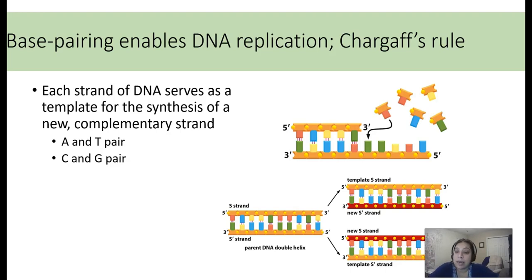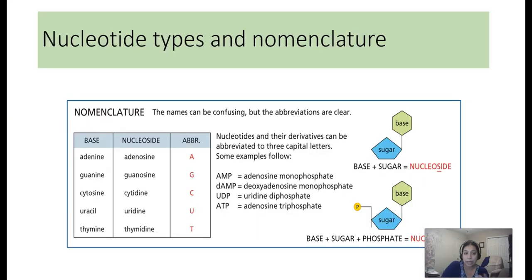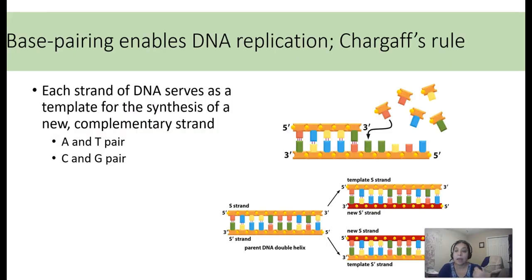Now, the base pairing that enables DNA replication and allows it to be semi-conservative, as we saw, is dependent upon Chargaff's rule. Chargaff observed that no matter what piece of DNA he took apart, there will be equal amounts of adenine and thymine, and equal amounts of cytosine and guanine in a particular strand that he picked apart.